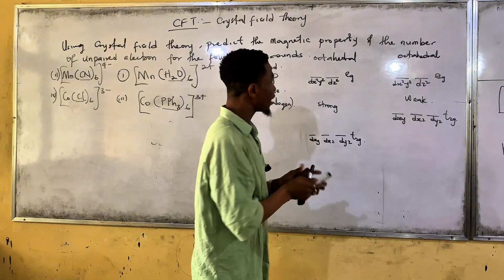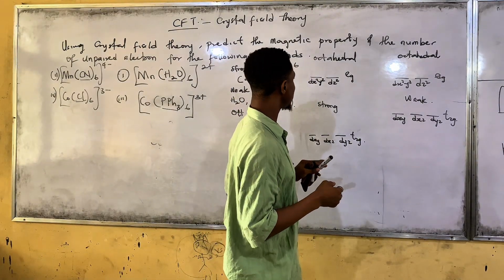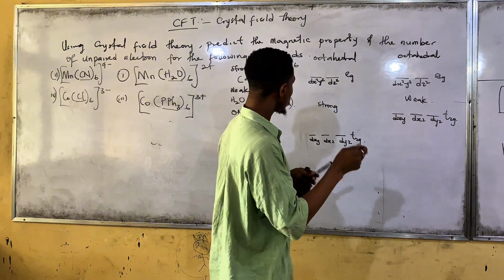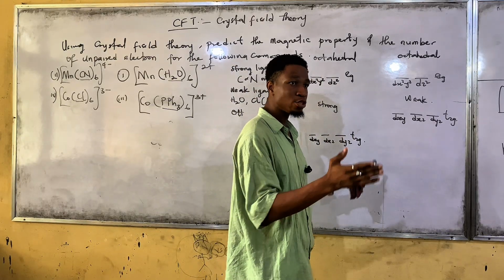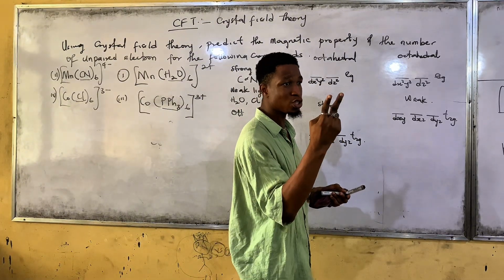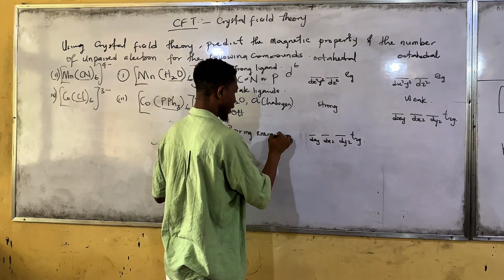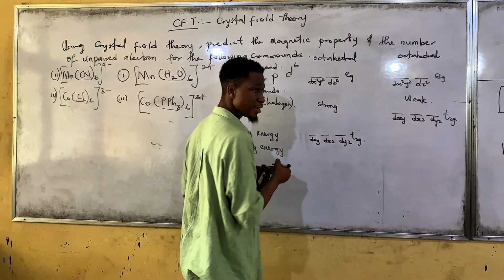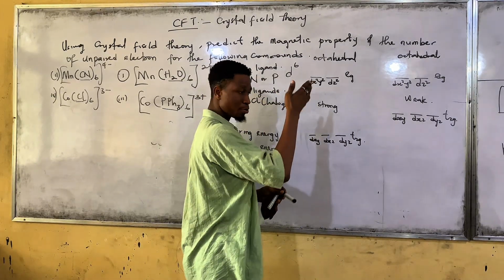Now, if I say you have d6, for example, and you are looking at a strong ligand, this is how you fill your electrons. One thing about electrons is that they require energy to pair up together. And for an electron to jump up, it will also require some amount of energy. So there are two energies we're looking at now: pairing energy and splitting energy. What is pairing energy? Energy required for electrons to pair. Splitting energy, energy required for electrons to jump, that is to split.